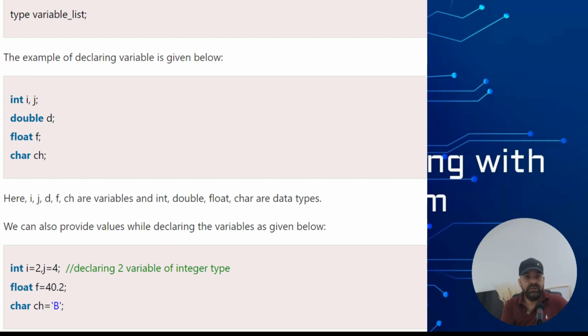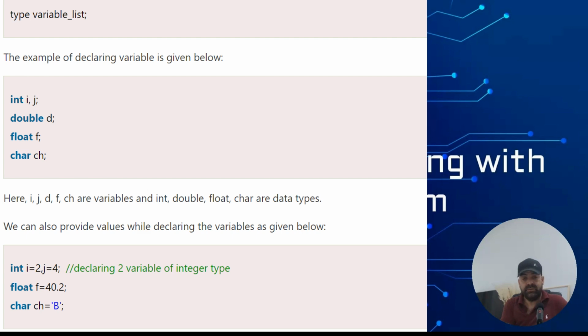We have here an example of int, double, float, char. Here e, g, d, f, ch are variables and int, double, float, char are data types. We can also provide a value while declaring the variable as given below.